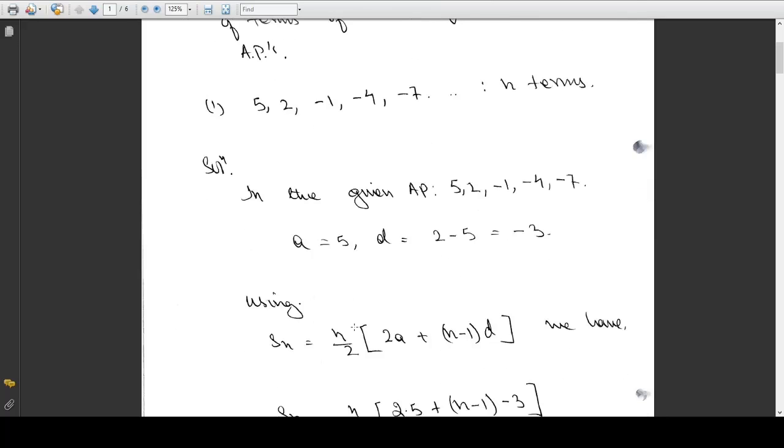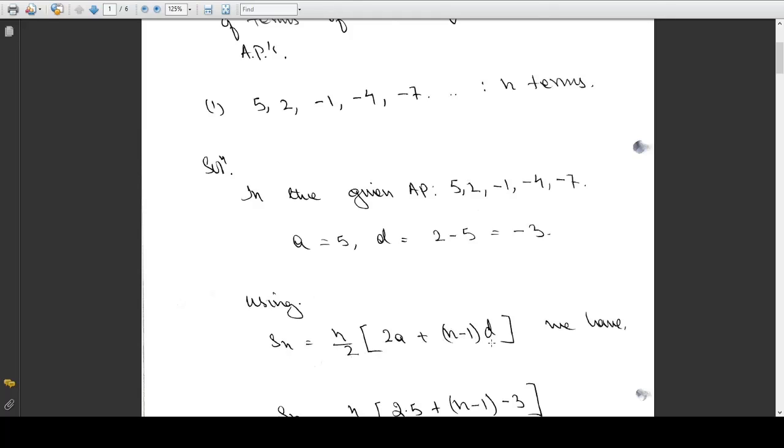Now this is the formula. Please try to remember this formula. The sum up to the nth term is given by n by 2 times (2a plus (n minus 1)d). We'll use this formula if we know the first term a, the common difference d, and the number of terms n. Here it is given up to n terms.